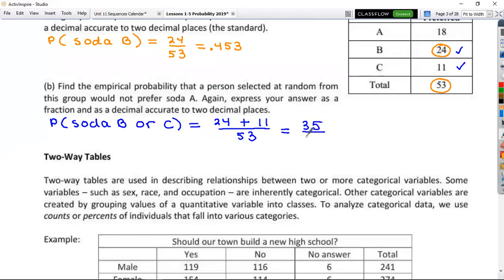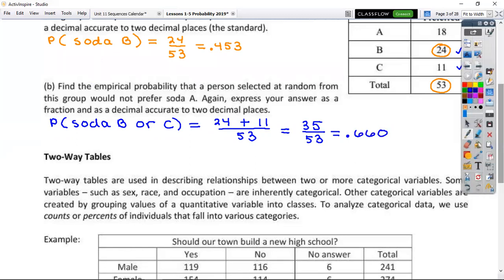And does somebody have this decimal? Which is it? I was reading the wrong one. Oh, it's okay. 0.660, thank you. Awesome. All right, what do we think? Pretty easy so far? Good.